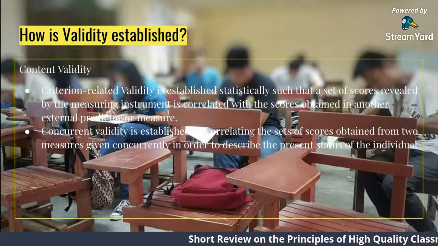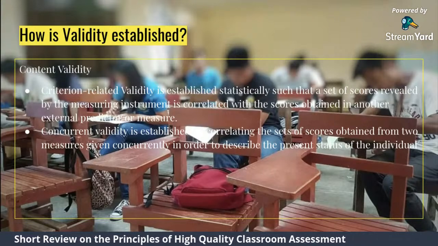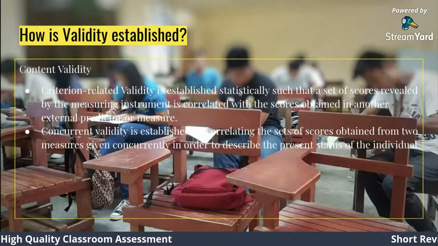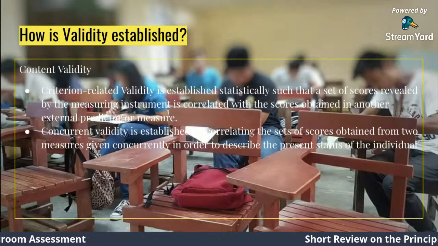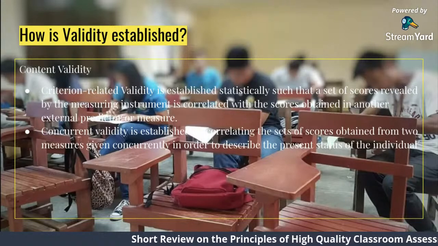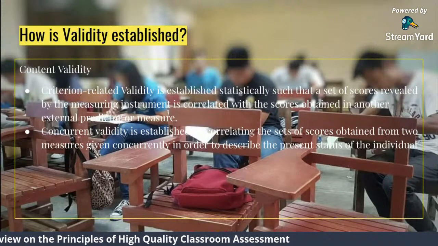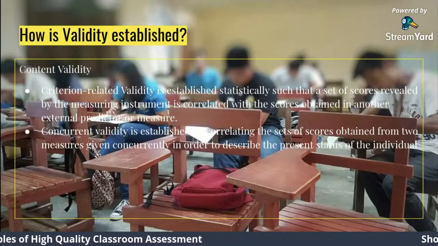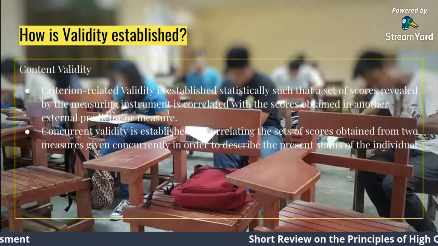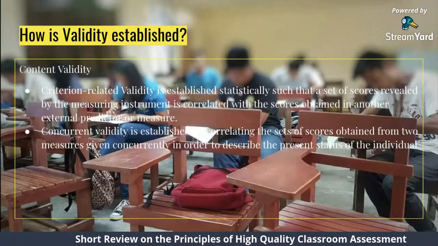And then we also have concurrent validity. This is established by correlating the sets of scores obtained from two measures given concurrently in order to describe the present status of the individual. So for predictive, there is a longer interval. For concurrent, the two measures are given concurrently. Okay, so this will help us describe the present status of the individual. All right, so that's criterion-related validity.